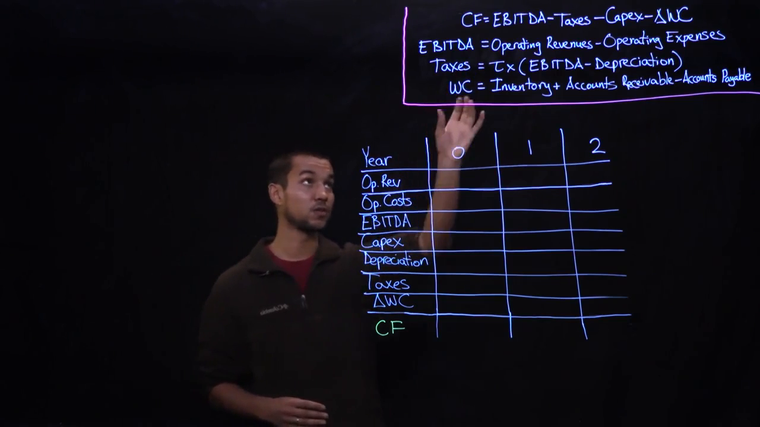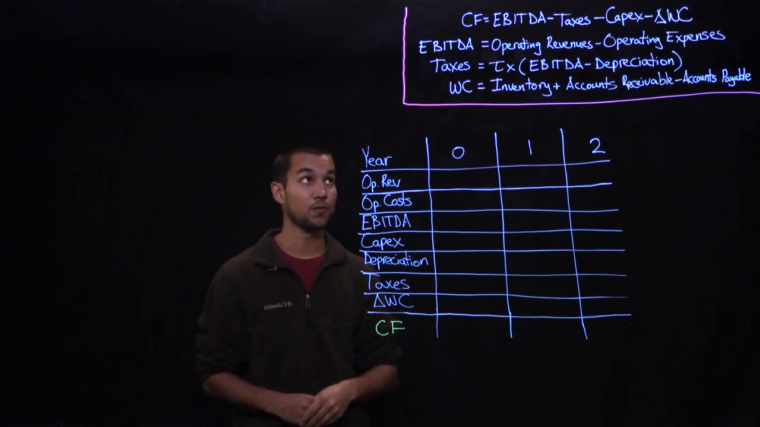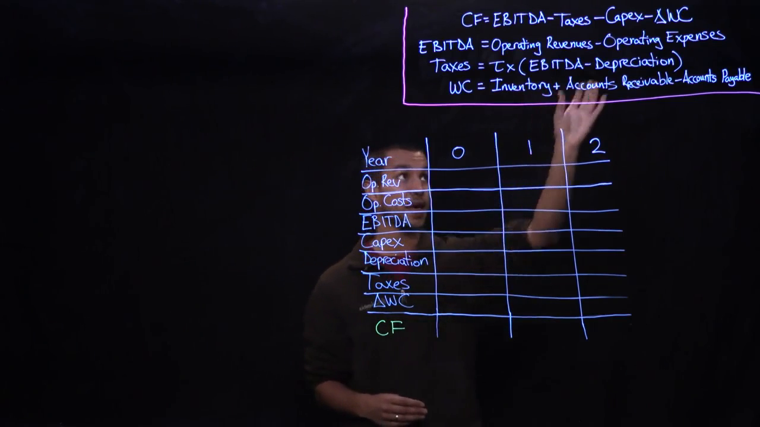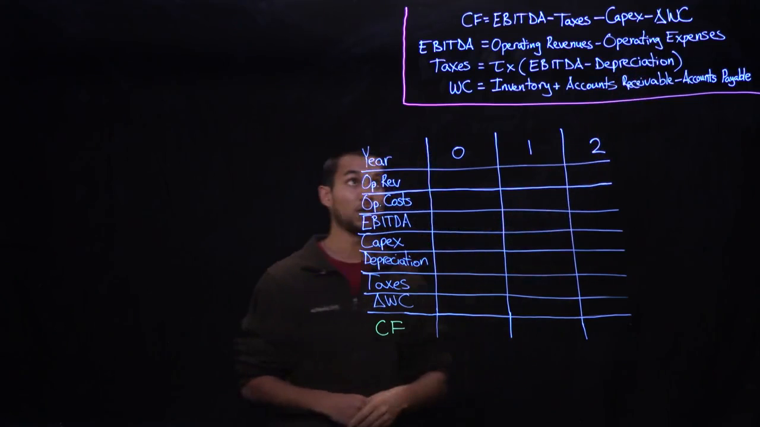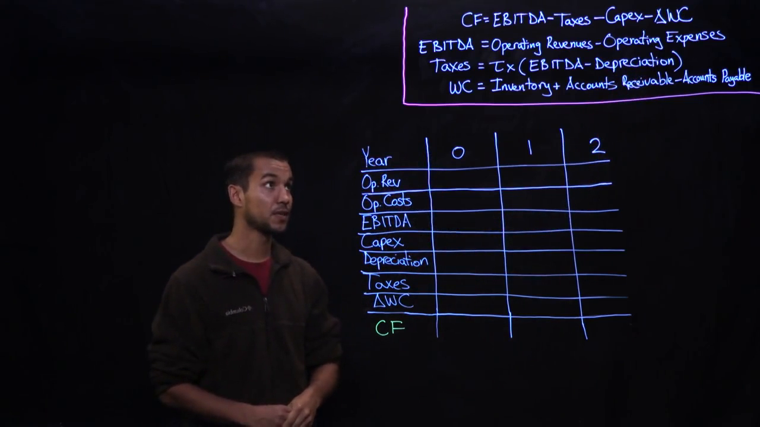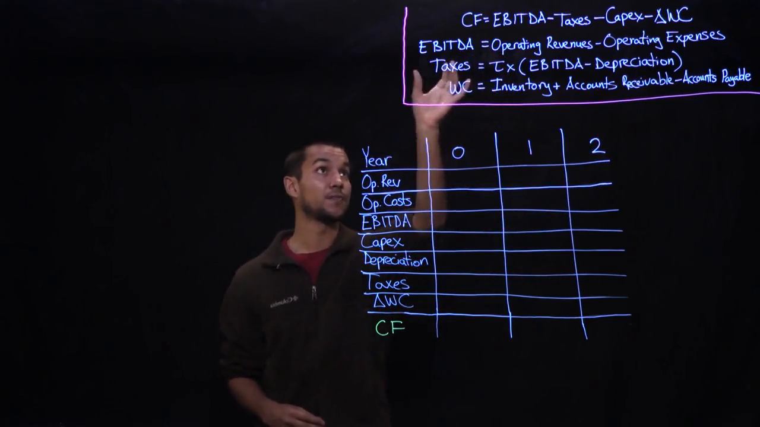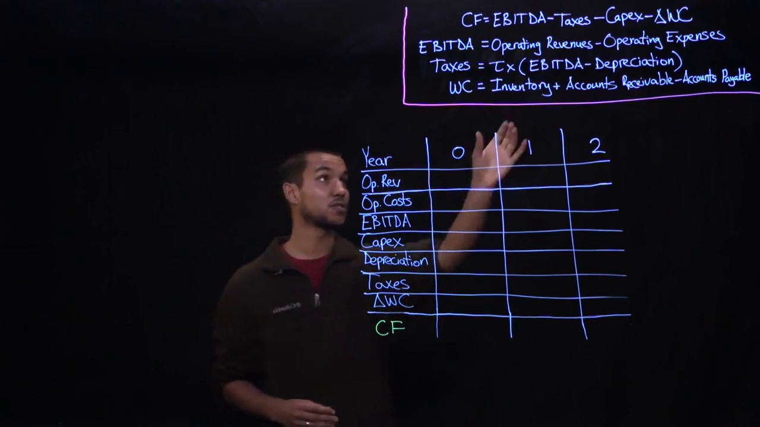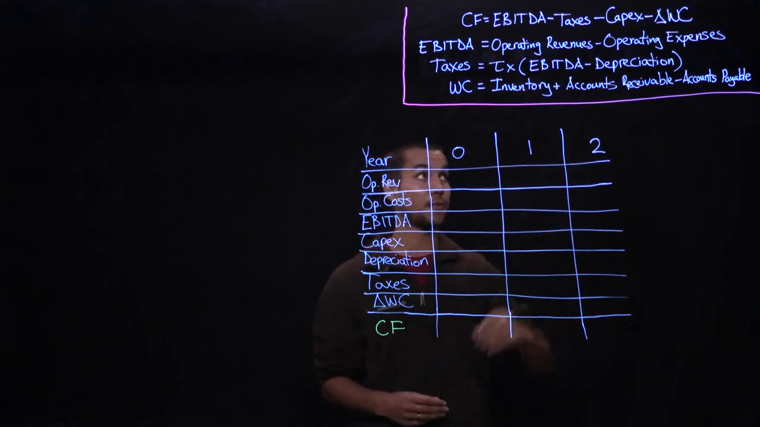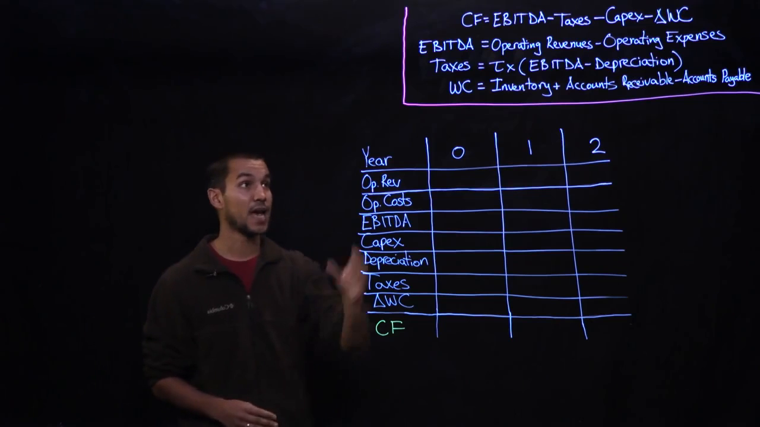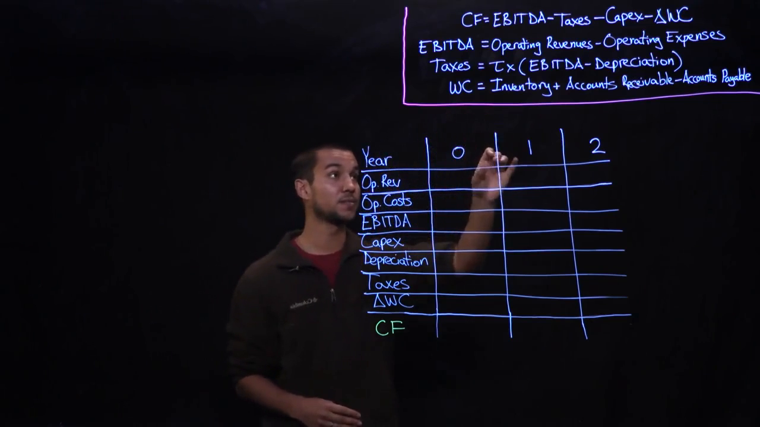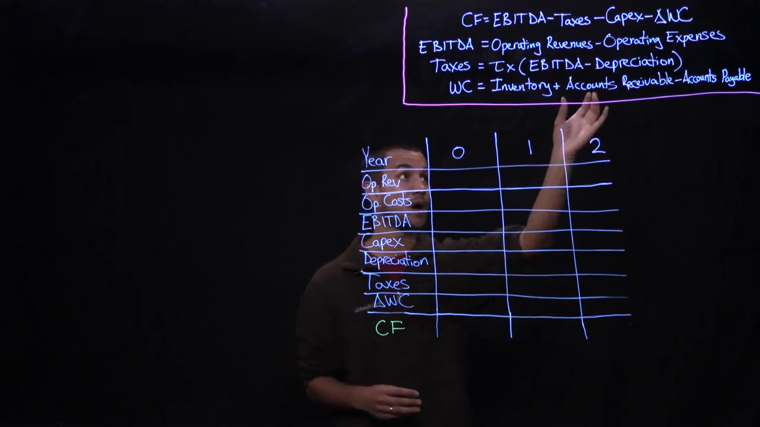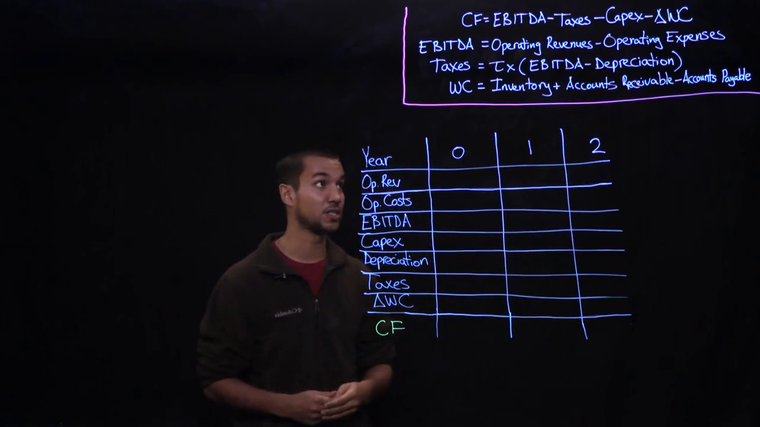Cash flows are equal to a firm's EBITDA, which is essentially their operating income, minus any taxes, minus capital expenditures, minus changes in working capital. And so in this equation, EBITDA, the firm's accounting income or operating income, is equal to their operating revenues minus operating expenses. Taxes are equal to the tax rate times the firm's EBITDA, again, their accounting income or operating income, minus any depreciation or amortization tax shields.